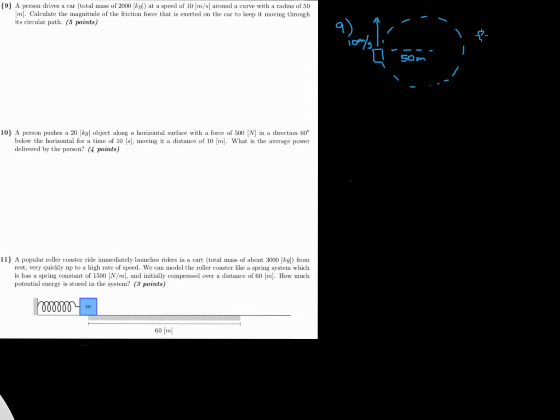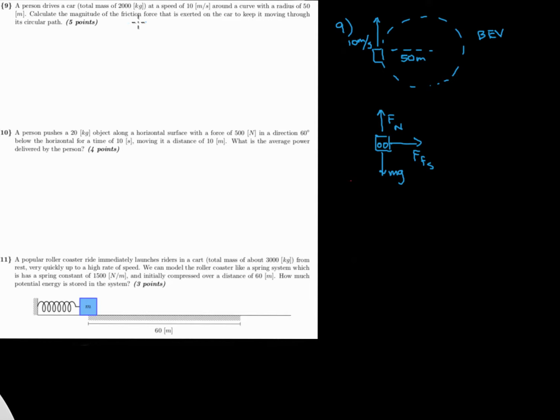So this is a bird's eye view. We're just looking straight down on the car. If we were looking from the back of the car where you could see the headlights, it would have some sort of normal force, a weight force, and then the thing keeping it going in a circle at this position would have to be friction. If the car were trying to do this on ice, it wouldn't be able to keep a circle. So the friction between the tires and the road is what keeps it going in a circle.